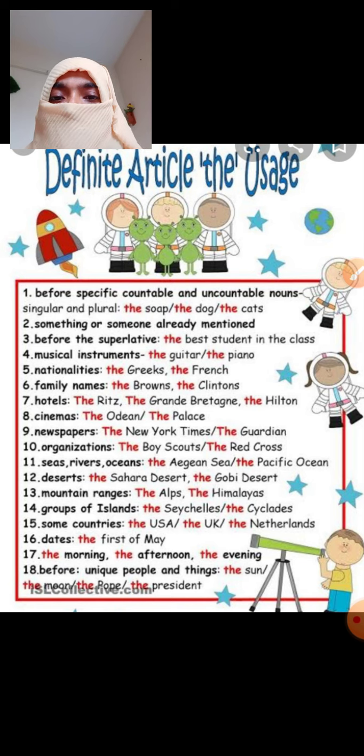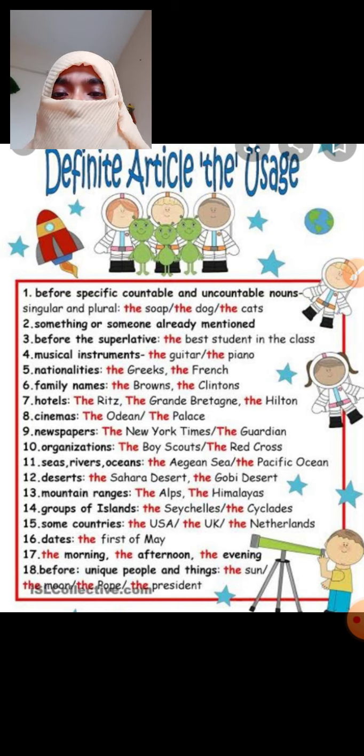Number 1, before specific countable or uncountable nouns. That means the noun may be countable or uncountable, singular or plural. But if it is specific, we'll use the article before that noun, like the soap, the dog, the cats. Number 2, something or someone already mentioned. We have already talked about this point.